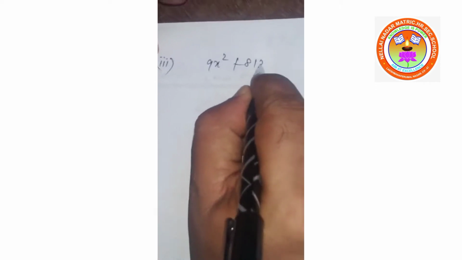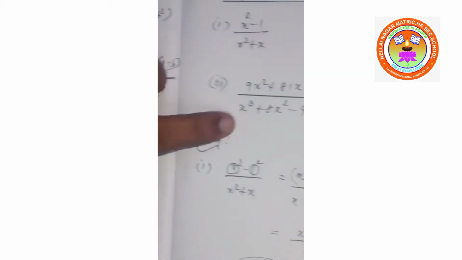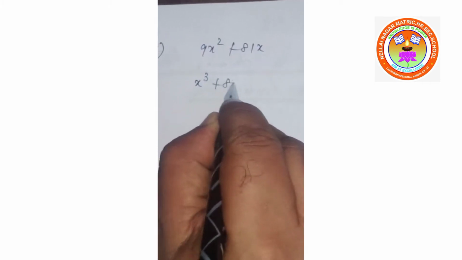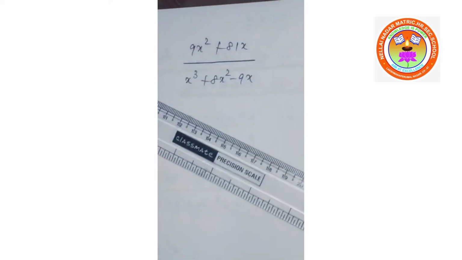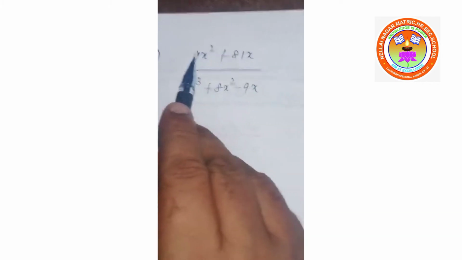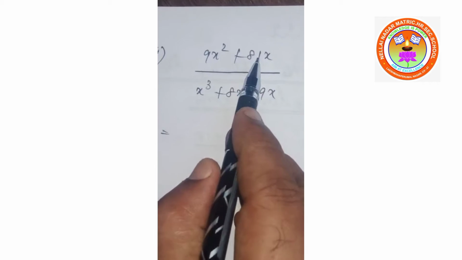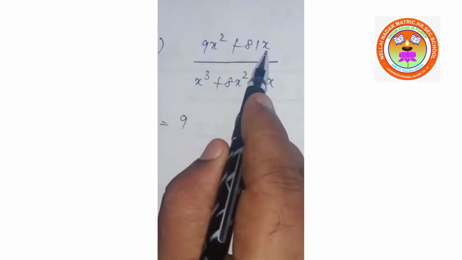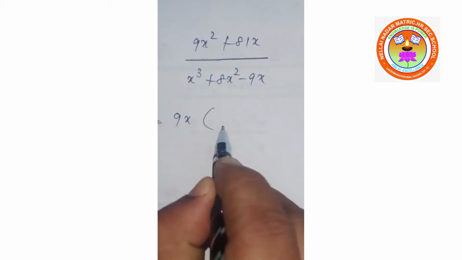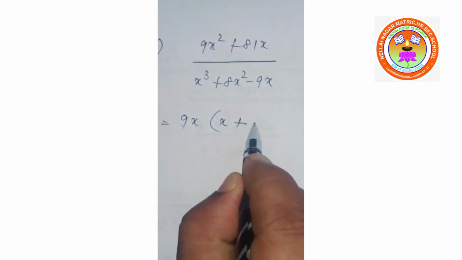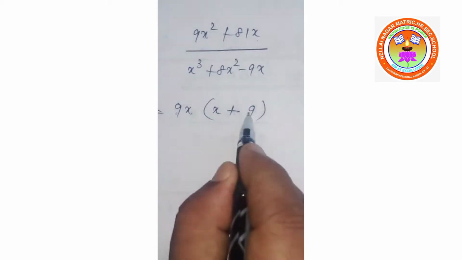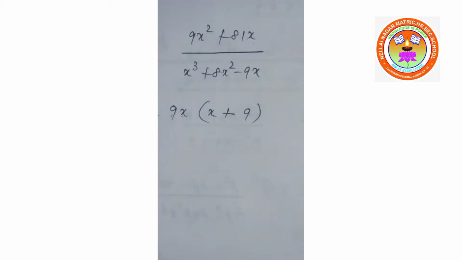9x squared plus 81x divided by x cube plus 8x squared minus 9x. Common: 9 and 81, both the numbers are in the 9th table. So take 9 as common. X squared, x, which one is common? X. After taking 9x, here you have to write x plus 9. 9x into x, 9x squared. 9x into 9, 9 9s are 81, into x, 81x.